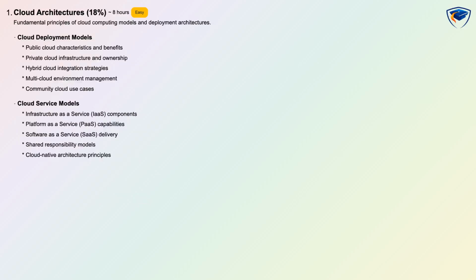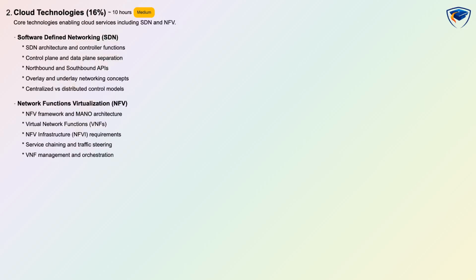Cloud Architectures is weighted at 18% and is classified as easy with about 8 hours of study and conceptual plus scenario-based assessment. You will learn cloud deployment models including public, private, hybrid, multi-cloud and community cloud characteristics and benefits. The domain also covers cloud service models, so you will study IaaS components, PaaS capabilities, SaaS delivery, shared responsibility models, and cloud-native architecture principles.